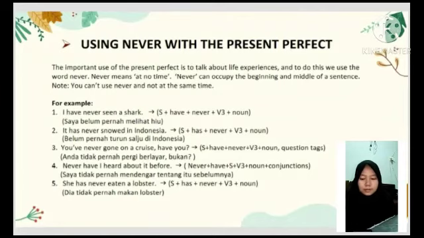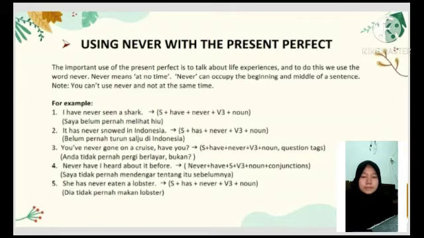For example, first, I have never seen a shark. Saya belum pernah melihat hiu. The form is subject plus have plus never plus verb 3 plus noun. The second, it has never snowed in Indonesia. Belum pernah turun salju di Indonesia. The form is subject plus has plus never plus verb 3 plus noun. And the third, you have never gone on a cruise, have you? Anda tidak pernah pergi berlayar, bukan?